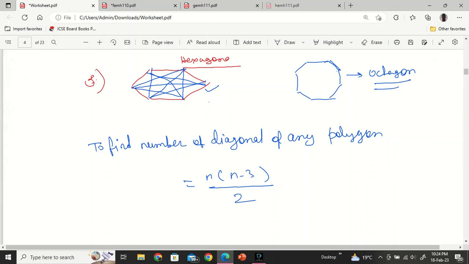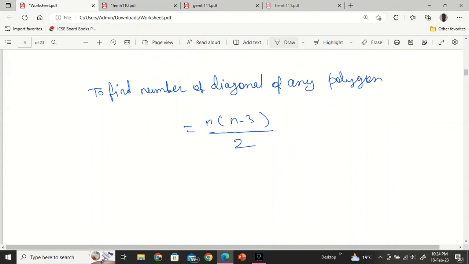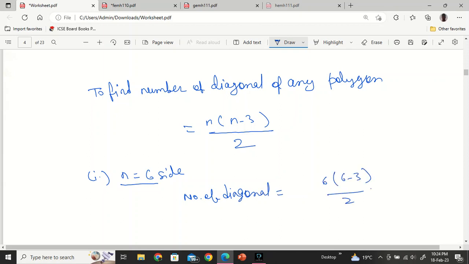We will find the diagonals of a hexagon. If n is equal to 6, in a hexagon we have 6 sides. So what will be the number of diagonals? Number of diagonals is equal to 6 into (6 minus 3) by 2. It is 6 into 3 by 2, which is equal to 9. So we have got it.